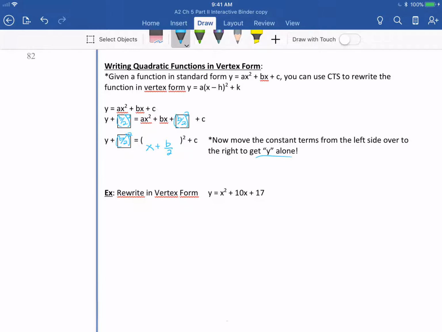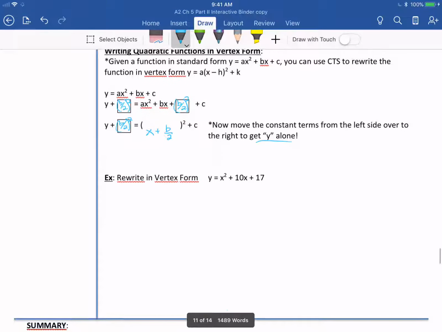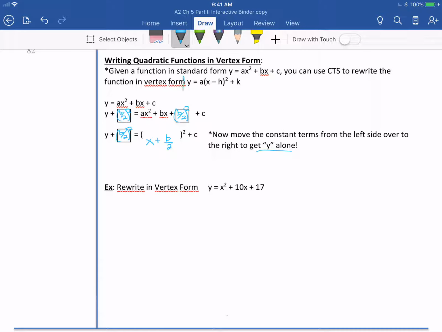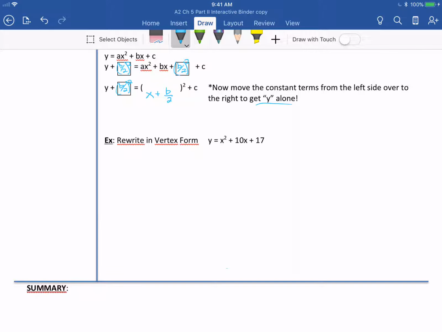Okay, so I know I talked through that really quick, but here I just want to look at an example. We've got to write this in vertex form. If you remember graphing in vertex form, it looks like this: y equals a times x minus h squared plus k. We want to find what this h and this k are so we're able to graph this parabola. But first, we've got to get it into that form. Notice this is in standard form, and we want to get it into vertex form.